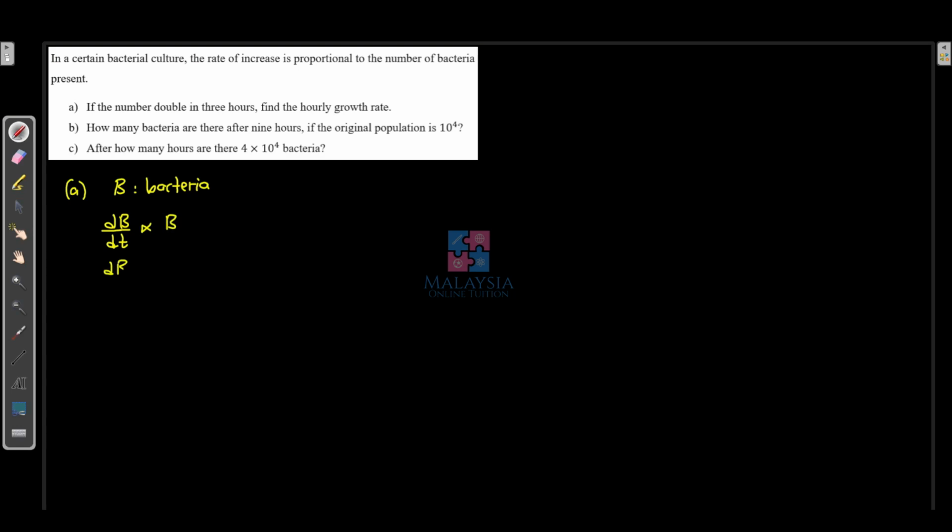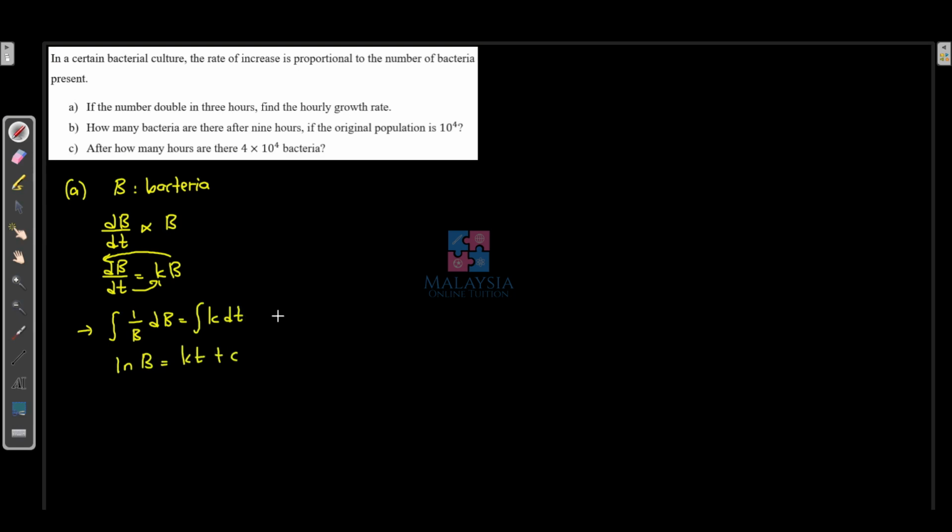So we can say B. So when we change the proportionality sign into equal sign, we will have a constant. So we can say KB. All right. So then what we can do next, we can separate the variables. So B goes to the left and dt goes to the right. So we have integration of 1 over B dB equals integration of K dt. So the left hand side, ln B is the answer for the integration, equals KT plus C.